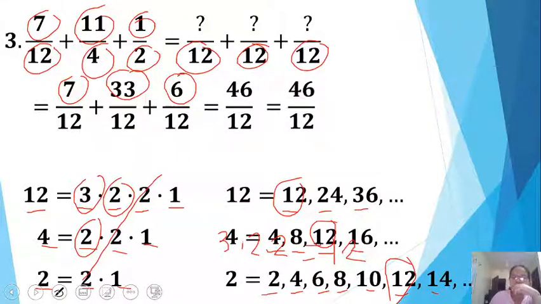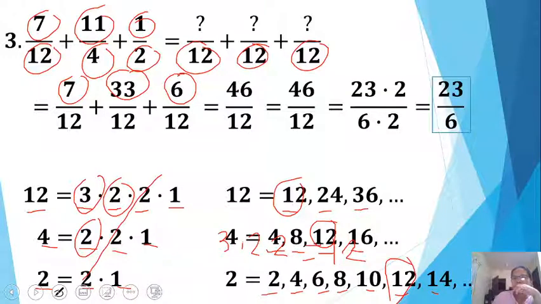And if we can still simplify that, we can express 46 as 23 times 2 and 12 as 6 times 2, where 2 are the common factors. So we're left with 23 over 6. That's why it's the final answer.